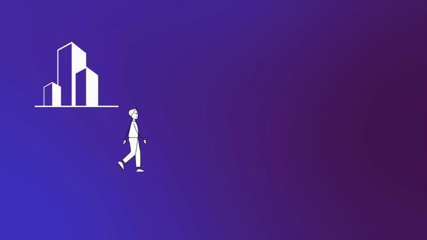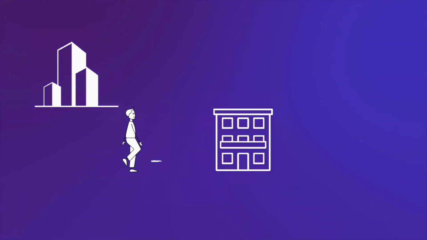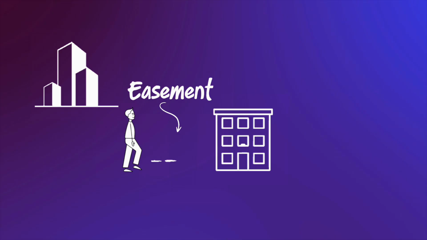If you're living in a block of flats, think about having to move from your flat to another person's flat and having to use the hallway. The hallway is the easement. You do not own it, but because it gives you passage to do certain things, that forms an easement.